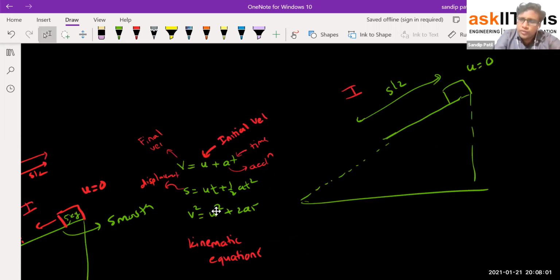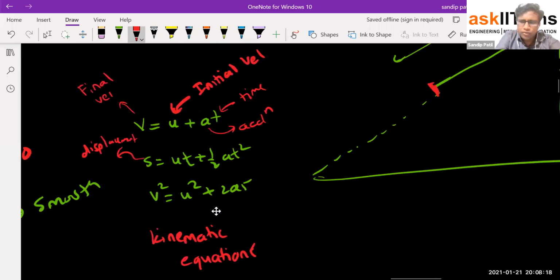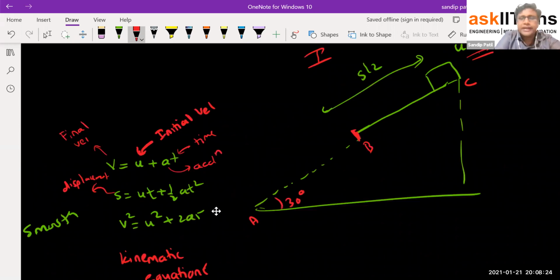So the initial velocity is 0. We are considering this motion from where to where? From this point to, let's say, this point. Let's give names to these points. So consider this is the A point, this is the B point, and this is the C point. So we are talking about from B to C point only. This is our A point. This angle is given as 30 degrees.